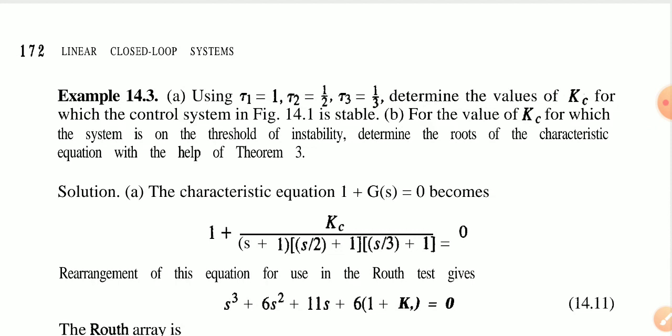Using tau 1 is equal to 1, tau 2 is equal to 1 half, tau 3 is equal to 1 by 3. Determine the values of Kc for which the control system in figure 14.1 is stable, and part B, for the value of Kc for which the system is on the threshold of instability, determine the roots of the characteristic equation with the help of this third theorem.